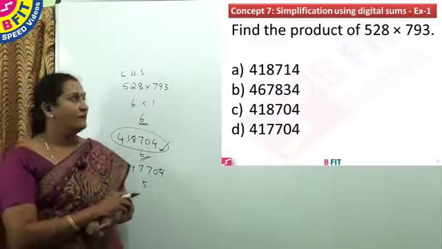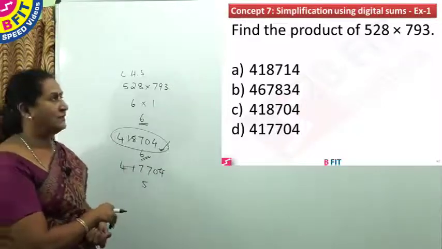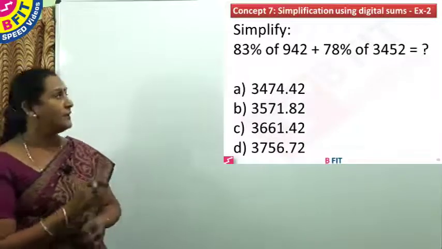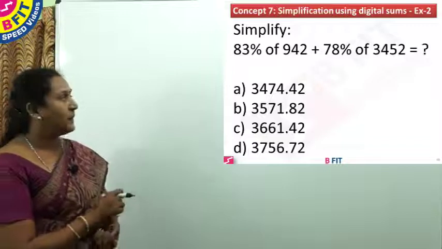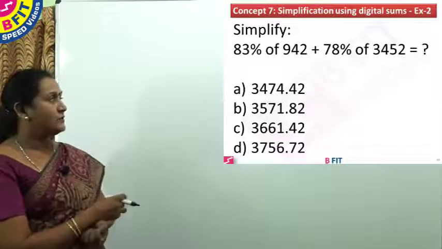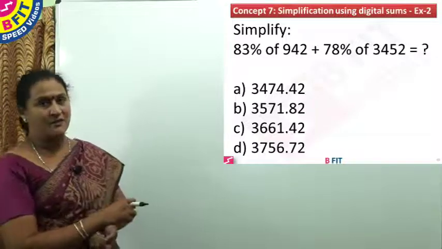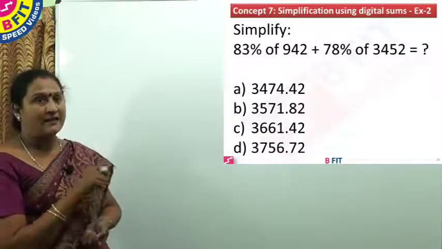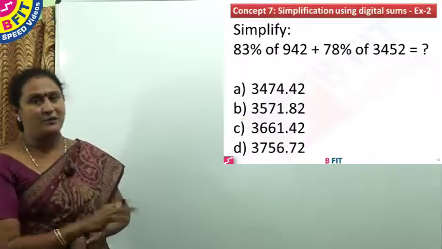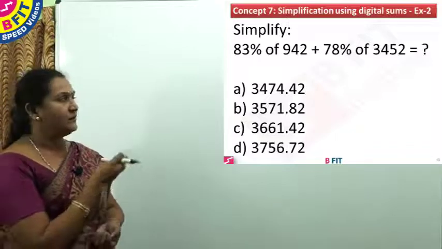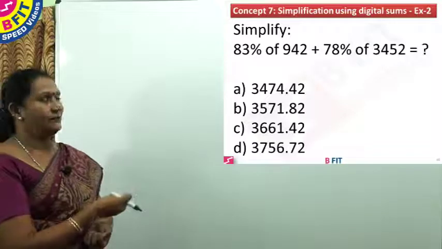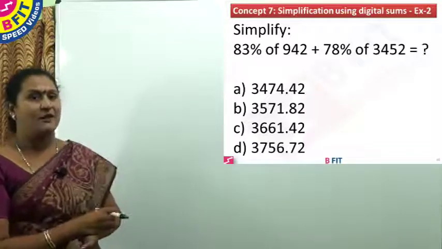So in the same way, we'll try the next example. So the next question is simplify. So find 83% of 942 plus 78% of 3452. So here also we can use the digital sum concept. Because 83% means 83 by 100. So when we add 1 and zeros, it is 1. So we can easily use the digital sum concept to get the answer. And now we'll see the digital sum of the given question.